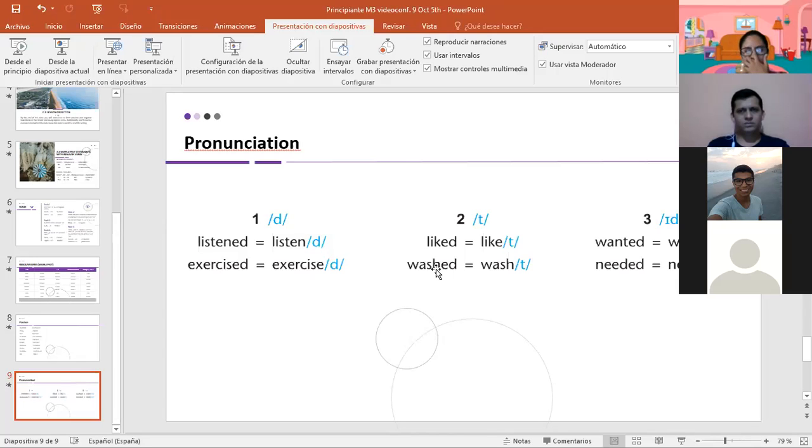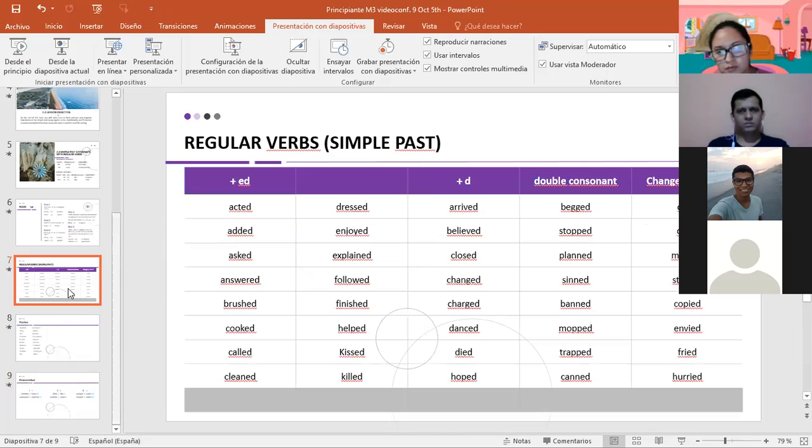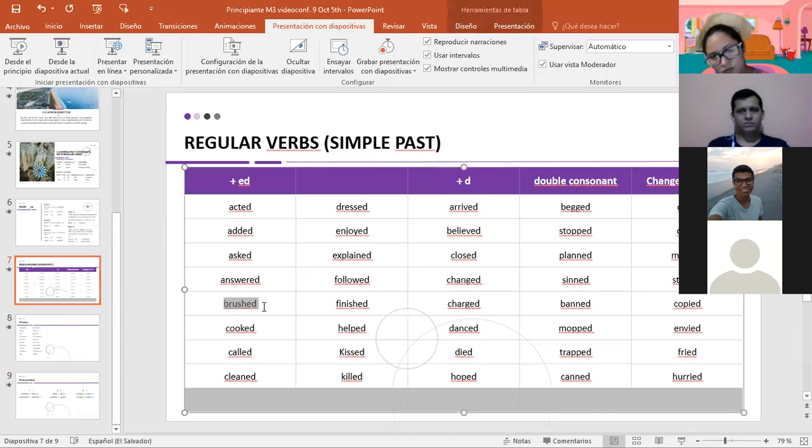No uso las cuerdas vocales, no las uso. Entonces, en ese caso, en todos esos verbos, vamos a pronunciar la T. Like. Washed. Vamos a ver otros ejemplos por aquí. Aquí está asked. Brushed. Dale una voz, brushed. Vean, brushed. Termina en la SH, el sonido. Brush. Entonces el sonido que vamos a pronunciar es brushed.